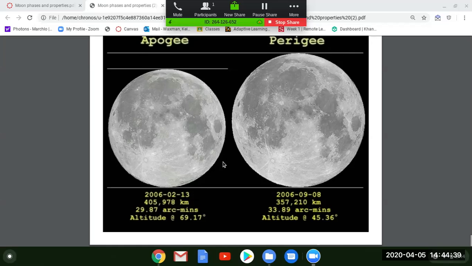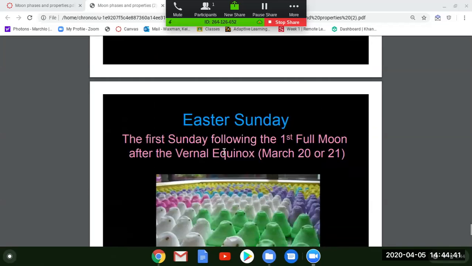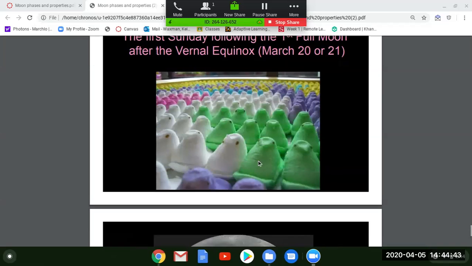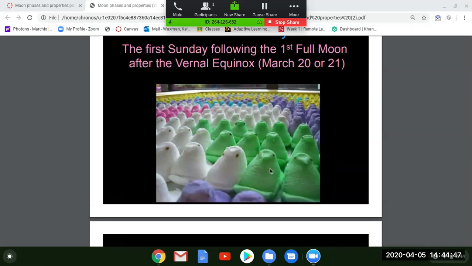My wife just figured out something. Because it's not a cluck. It's not a clackle. It's a brood. A bunch of peeps together, or chicks, is called a brood. So this is a brood of peeps right over here. A brood. So thank you, Maggie.